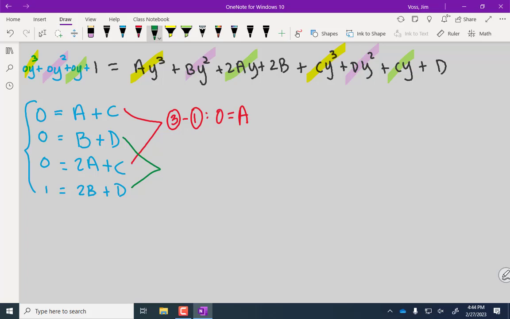So now we have equation 2 and 4. Let's do equation 4 minus equation 2. So 1 minus 0 is 1 on the left side. 2B minus B is 1B, and D minus D is 0. So that gives us 2 of our coefficients. If A is 0, what does C have to be? 0. And if B is 1, what does D have to be? Negative 1. All right, now we have them all.